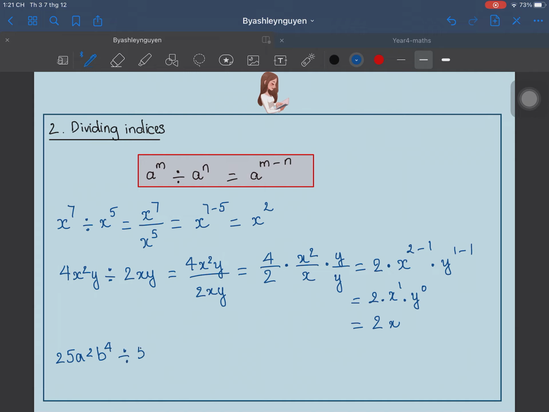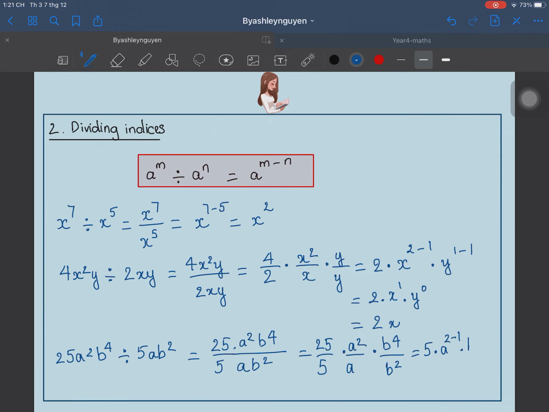Last example, try to find a squared b to the power 4 divided by 5ab squared. First of all, I will write it again in fractional form, and after that we need to gather them by the same term. Constants go along with constants, and indices with the same base go along with each other. Use the second law of indices for dividing indices: it equals 5 times a to the power 2 minus 1 times b to the power 4 minus 2, which equals 5ab squared. Correct.